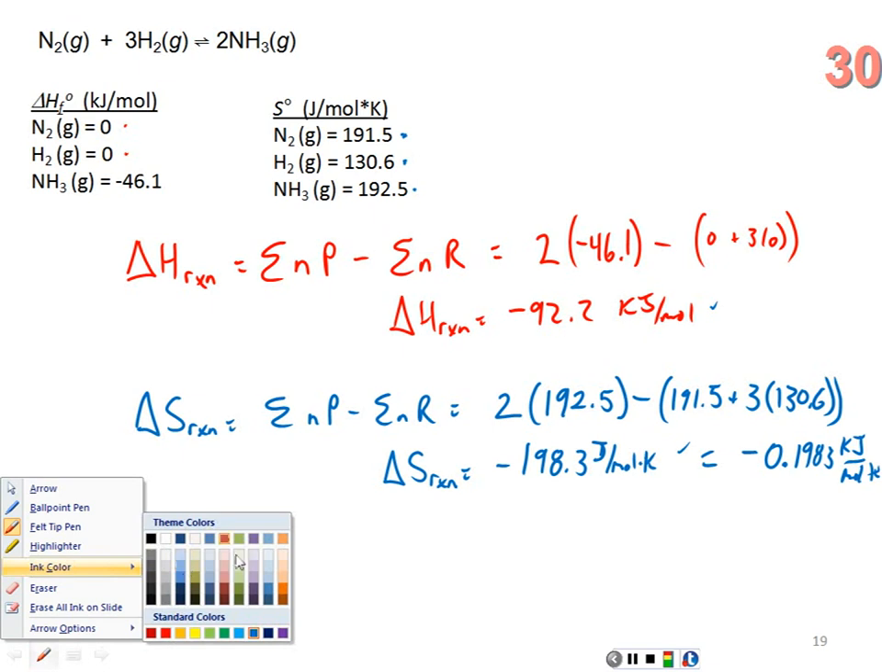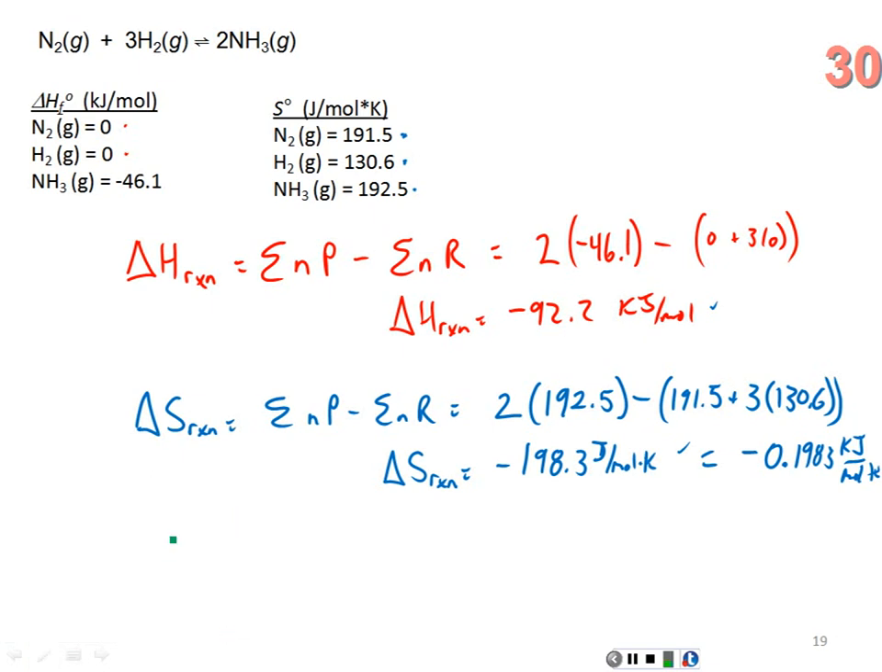Now we want to find the temperature. Remember that temperature is delta H divided by delta S. Now, how can you find that equation if you didn't remember that equation? Just remember delta G equals delta H minus T delta S. And also remember that delta G is going to be 0 at that transition point. The transition between a negative number and a positive number is 0.